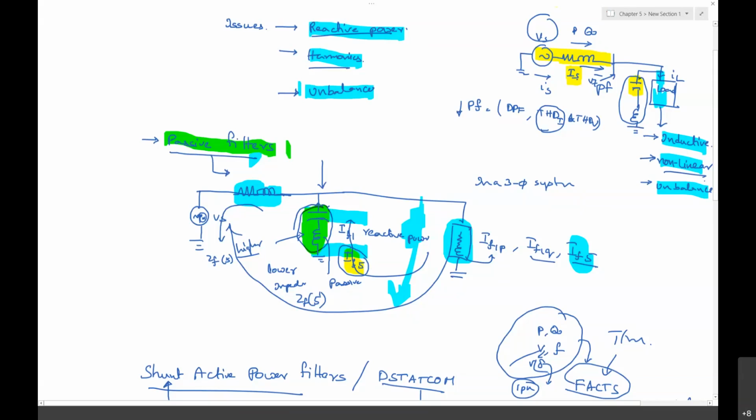This kind of filter can be used for selective harmonic elimination, that is, selective frequency components. If this has been designed for the fifth harmonic, and the load also has a seventh harmonic, then we again need to design a passive filter for the seventh harmonic.